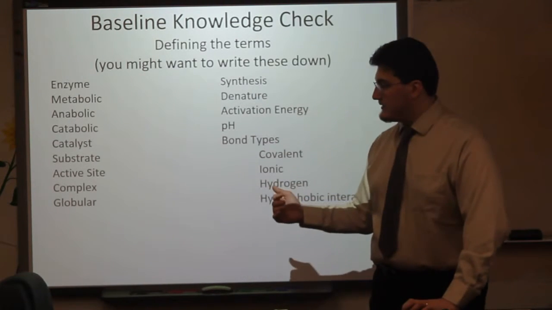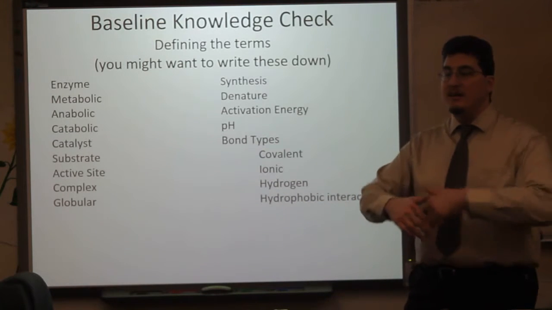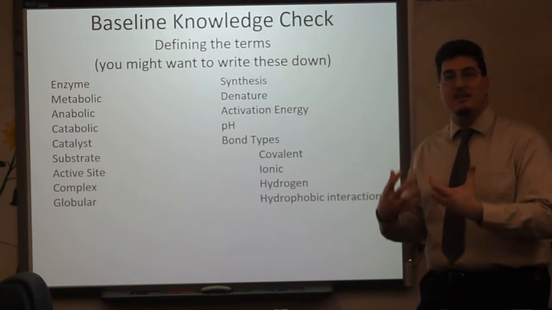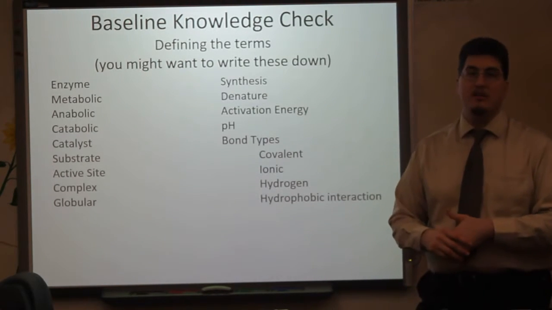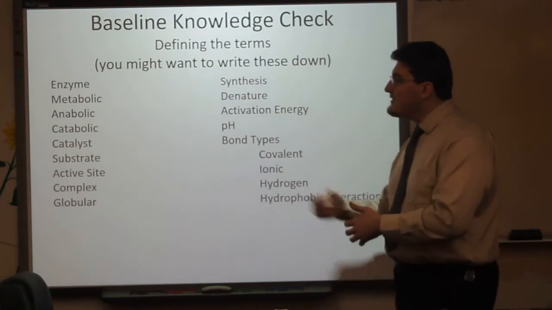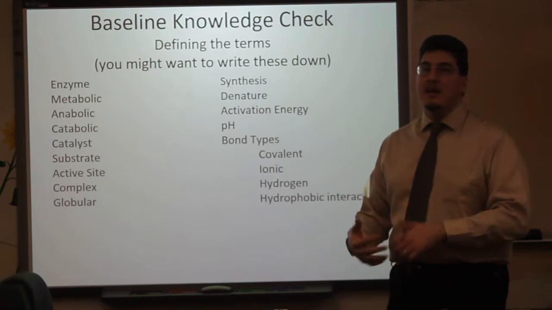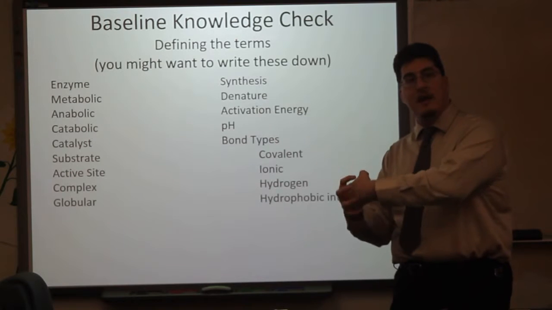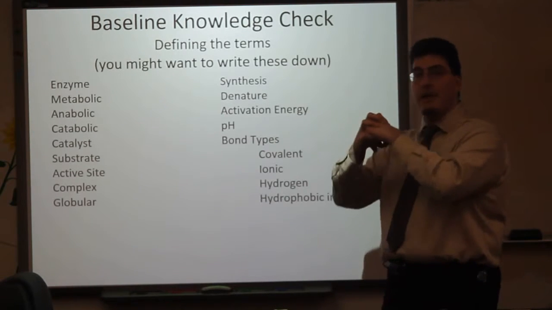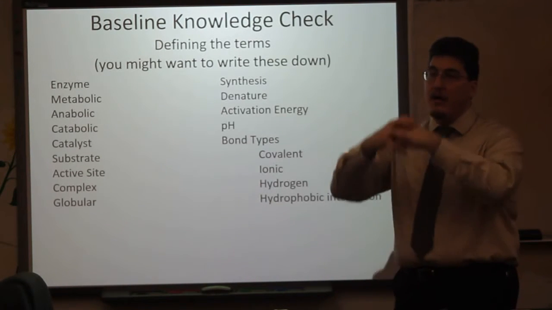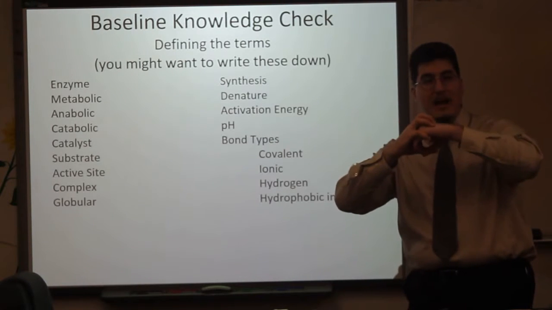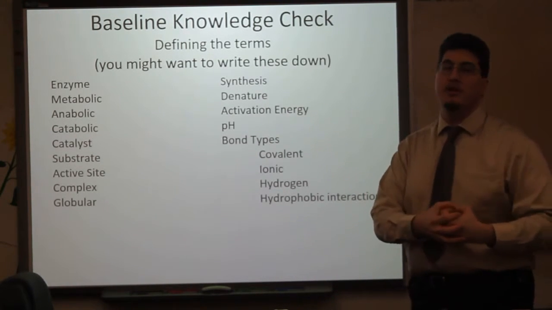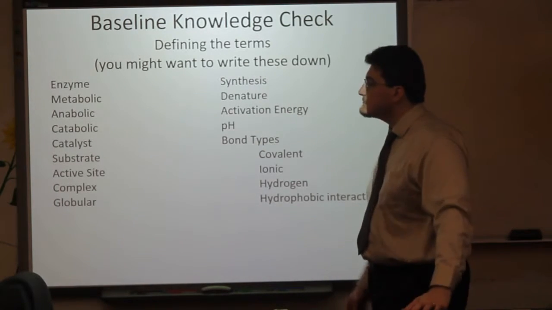A complex is the combination of multiple molecules that are not necessarily covalently bonded to one another. So an enzyme-substrate complex is when an enzyme and a substrate are bound together, the substrate to the enzyme's active site. They are a complex, they are bound together, but they are not necessarily covalently bonded to one another.